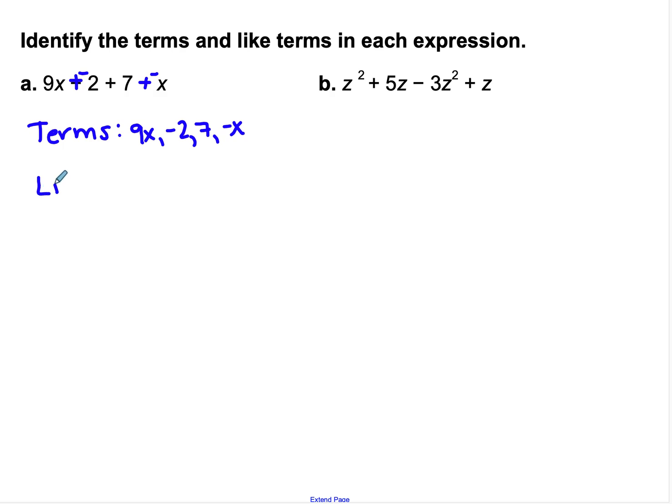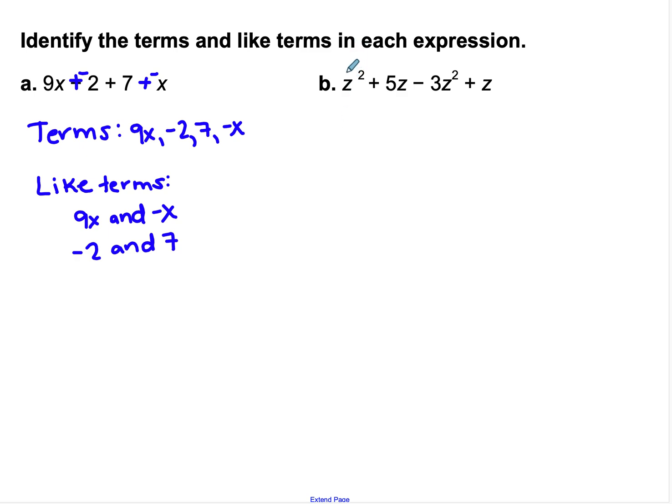All right, then we need the like terms. Same variable, same exponent. Well, I know 9x and negative x are like terms. They are both x's. But I also know that negative 2 and 7, neither of them have a letter with them. But they are also considered like terms because they're constants. So 9x and negative x are like terms, and negative 2 and 7 are like terms.